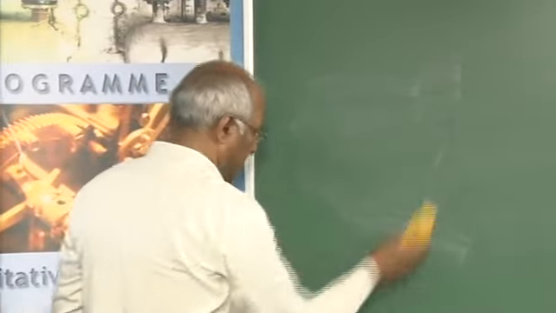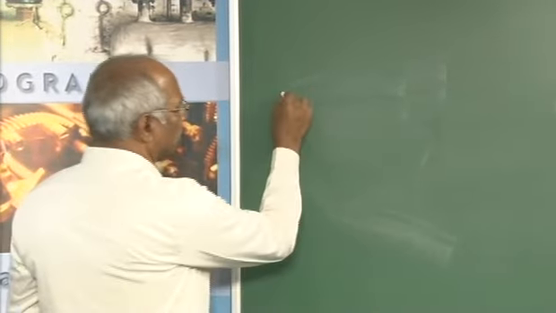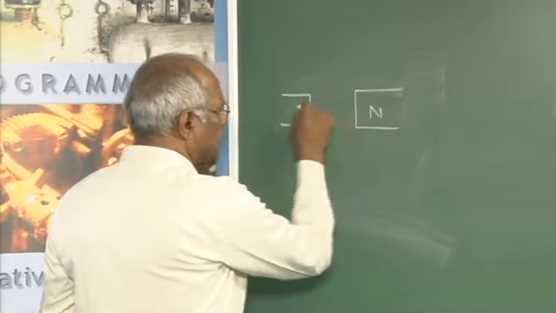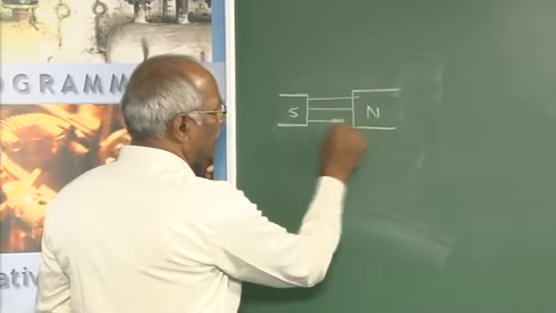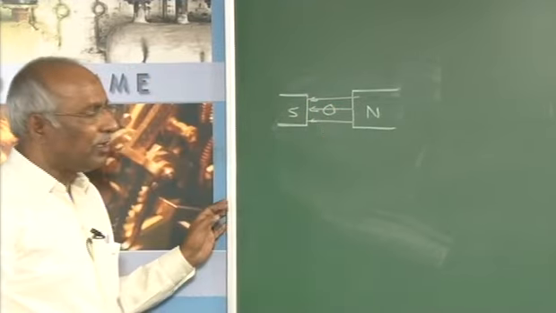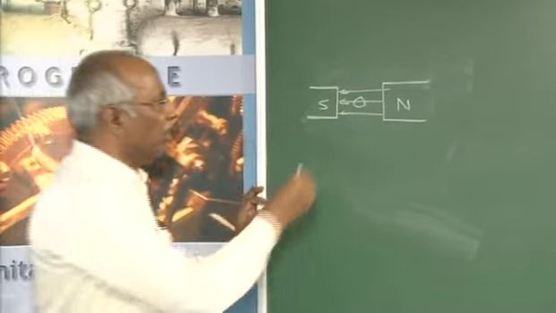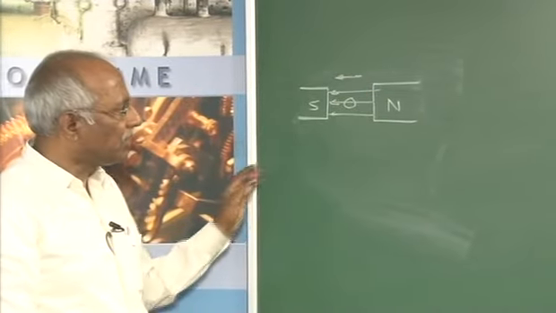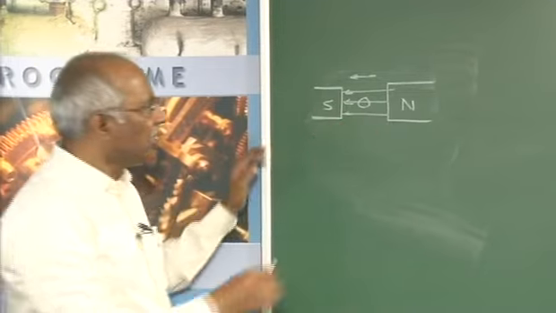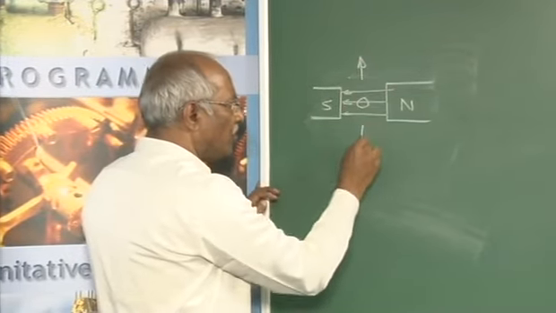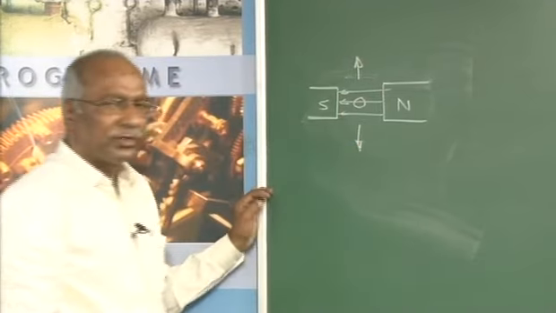we will go further. We also discussed that if this is the north pole and this is the south pole, and there are lines of force, if the conductor is placed without moving, the induced EMF is 0. If the conductor is moved this way or that way, the induced EMF is also 0 because there is no change in flux linkage. On the other hand, if the conductor is made to move upward or downward, there will always be induced EMF.